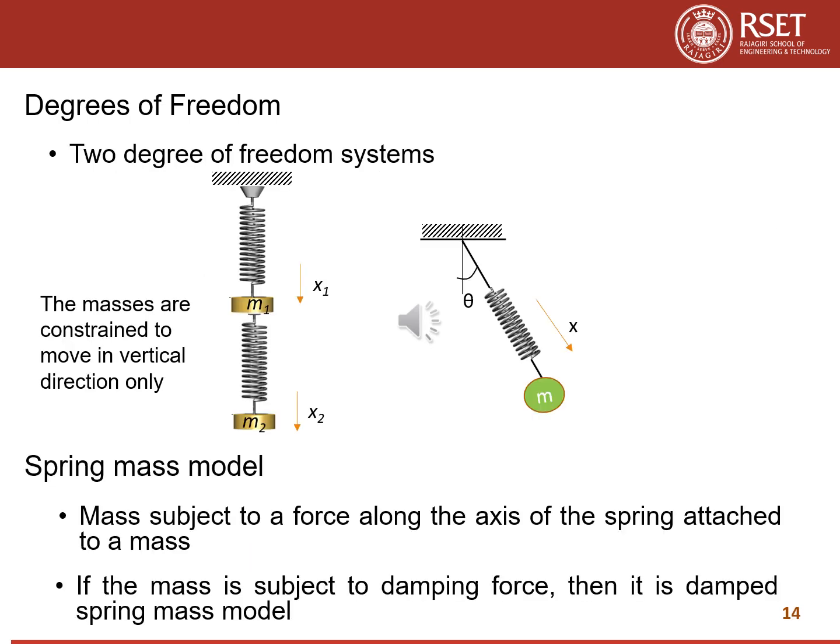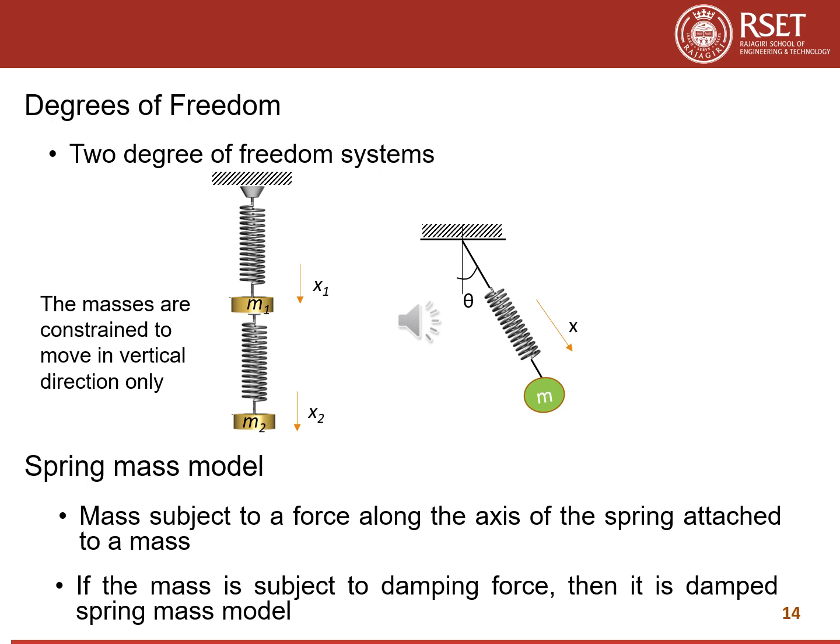Now here are some examples of 2 degree of freedom system. In the first figure, there are 2 springs and there are 2 masses. So what happens here is that the 2 masses can vibrate on their own. For mass m1, the displacement can be represented by x1, and for mass m2 by x2. Now these 2 masses are independent. We cannot write x1 in terms of x2 or anything like that. So there are 2 degrees of freedom.